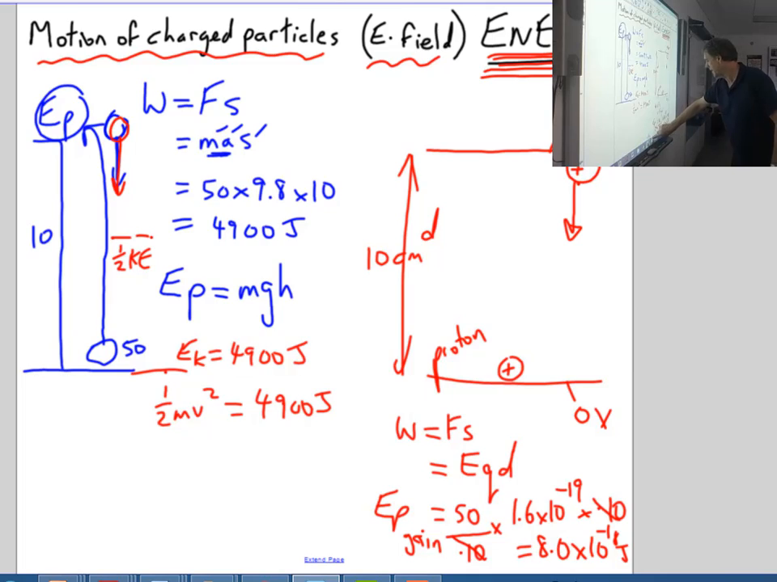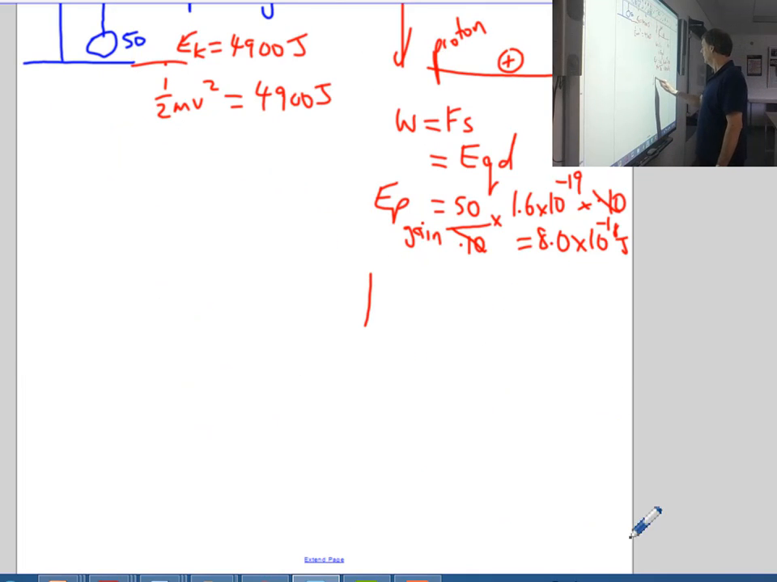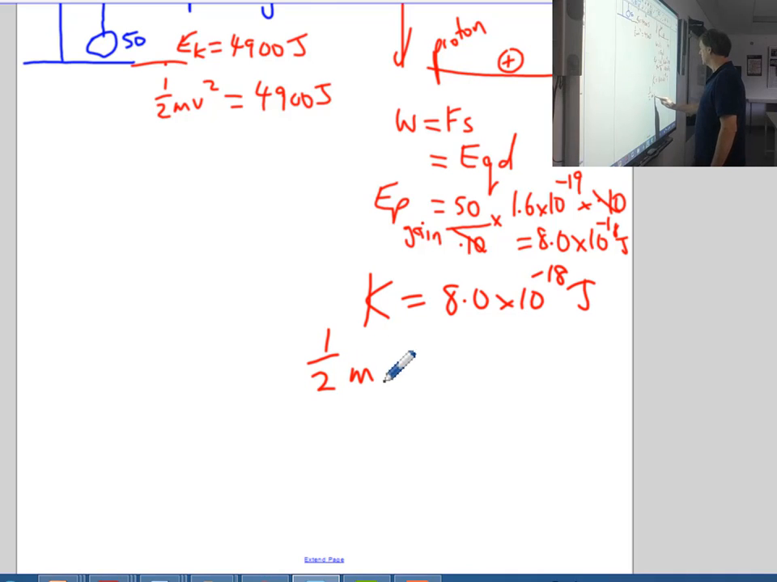So obviously if you release it now, the amount of kinetic energy at the bottom would be the same value, 8.0 by 10 to the minus 18. And you could use that with the kinetic energy formula to work out how fast it hits the bottom plate. So this is a totally different way of finding out the speed as it hits the bottom plate here.